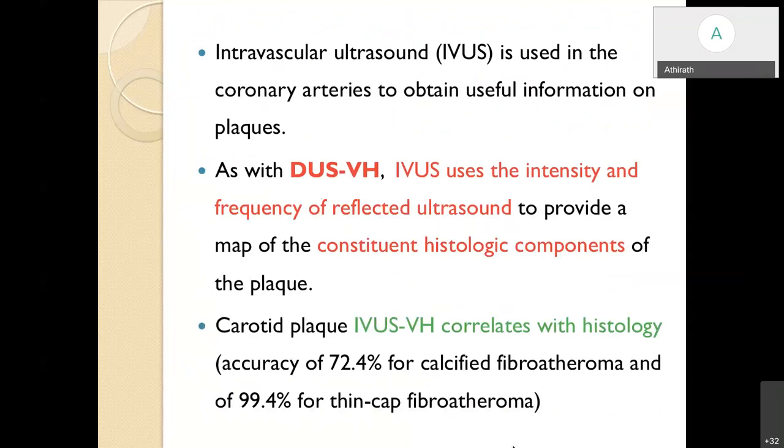We can also use something called intravascular ultrasound virtual histology. The intravascular ultrasound uses the intensity and frequency of reflected ultrasound waves to provide a map of the histologic components of the plaque. And the accuracy of this intravascular ultrasound virtual histology is about 72.4% for calcified fibroatheroma and about 99.4% for thin cap fibroatheroma.